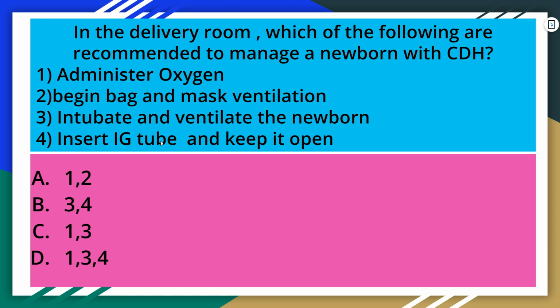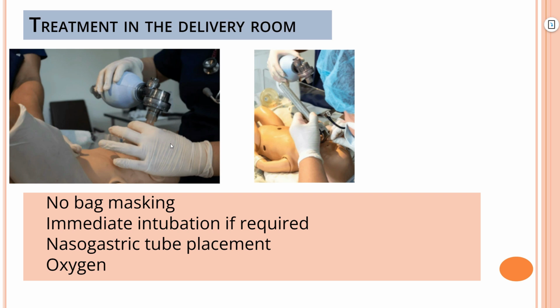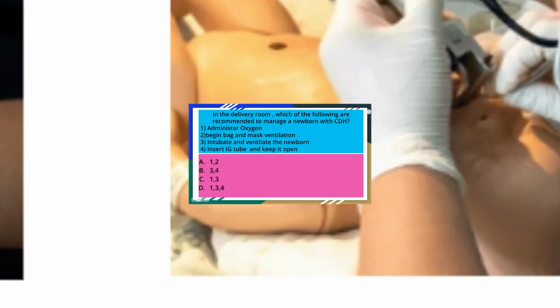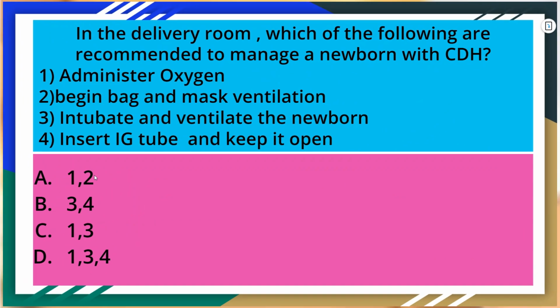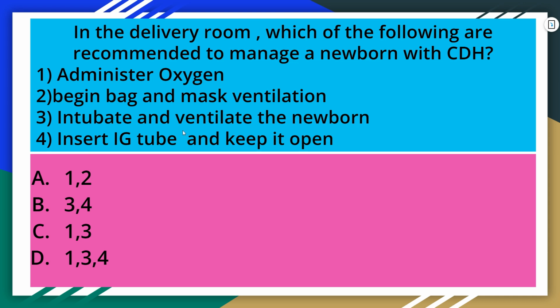So let's learn the steps of managing a newborn in the delivery room who is born with a diagnosis of congenital diaphragmatic hernia. First step is no bag and mask. If the baby is having distress and cyanosis, immediate intubation if required. Nasogastric tube placement should be done to remove excess air. So the correct answer to this question is administer oxygen, intubate and ventilate the newborn, insert the nasogastric tube and keep it open. It's a combination of 1, 3 and 4. So the correct answer is option D, 1, 3 and 4.